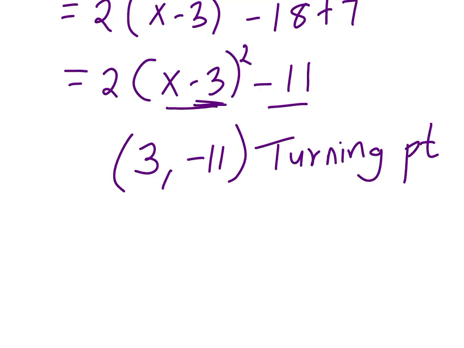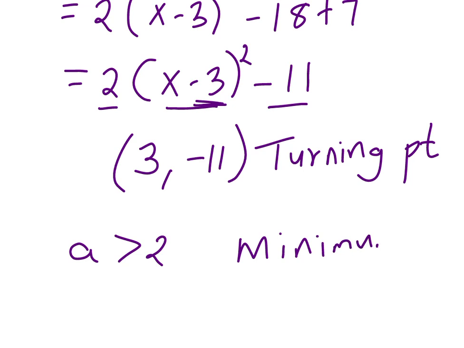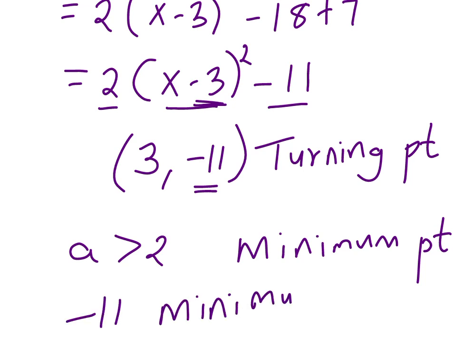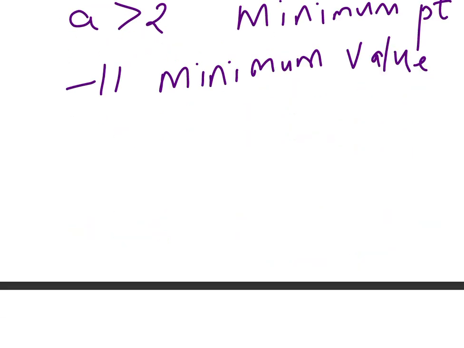Now to figure out whether it's a maximum or minimum value, we're going to look at the a value. So in our case, our a is greater than 0, making it a minimum point, and the minimum value is going to be negative 11. So negative 11 is the minimum value. I hope that makes sense. We can try another question.